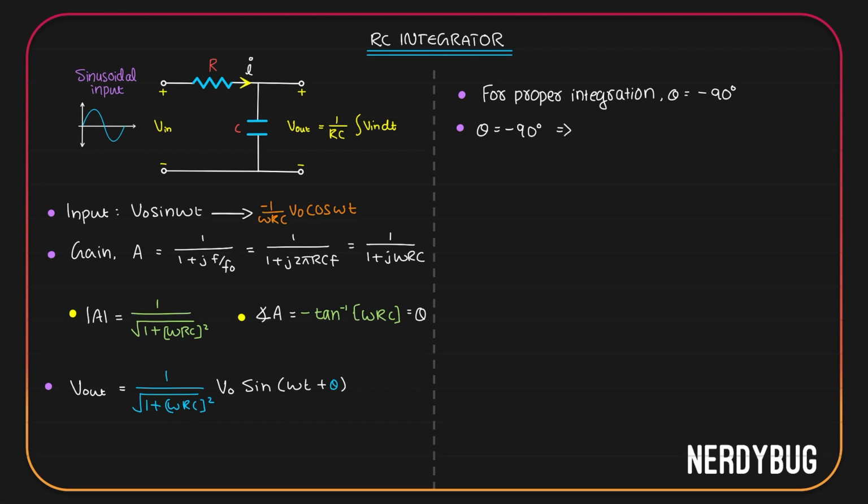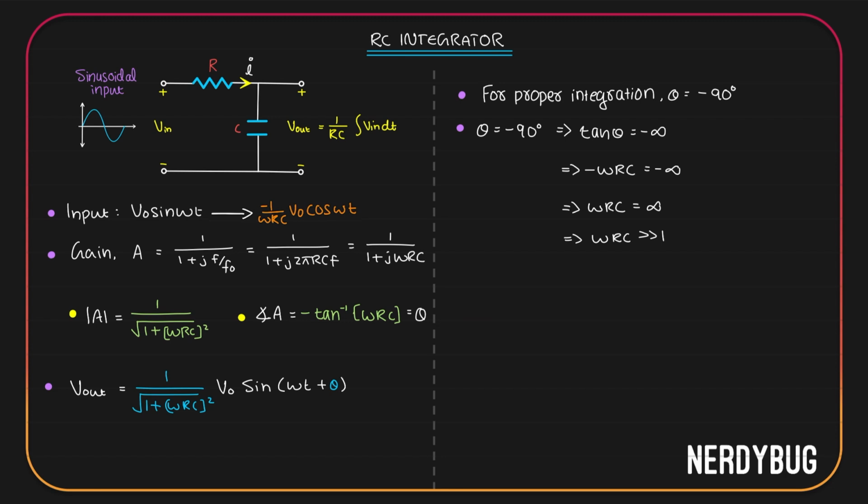That means tan theta will be minus infinity. We have the expression for theta here. It is minus tan inverse of omega RC. So tan theta will be minus omega RC. Here we get minus omega RC is equal to minus infinity, or omega RC should be infinite. That means omega RC is a number that is very much greater than 1.